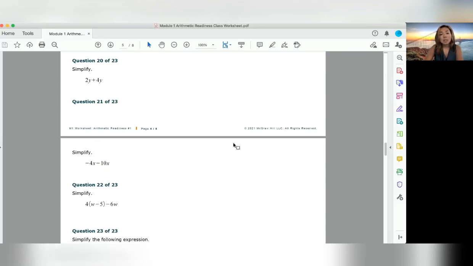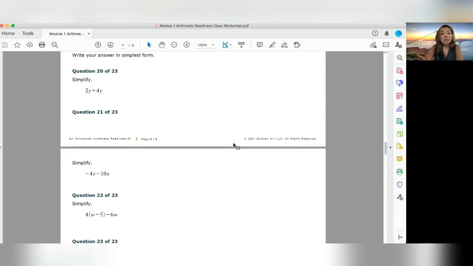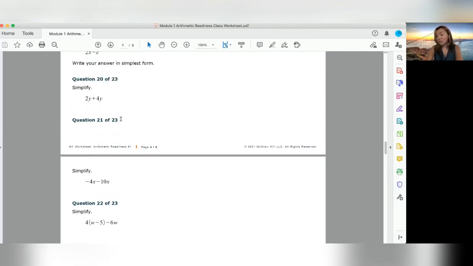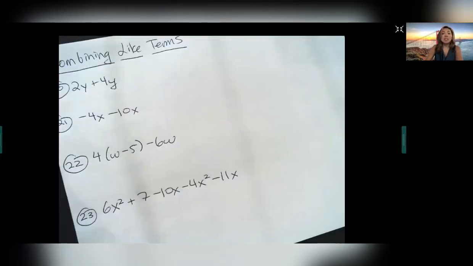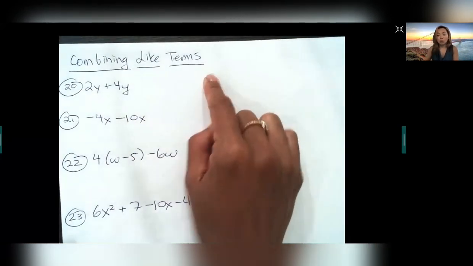Next up, we have questions number 20 through 23. And we see that it says to simplify in each one of these directions. And we see letters and numbers, and we're asking ourselves, what's going on here? There's all these letters and numbers, and it says to simplify. So what this section is on is when it says simplify, it means to combine like terms.